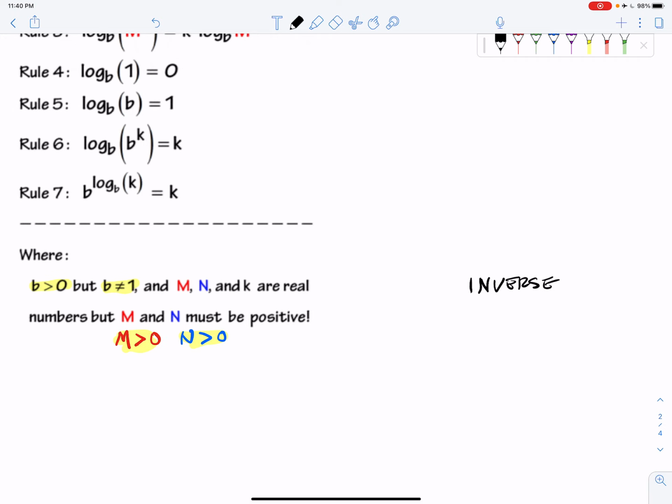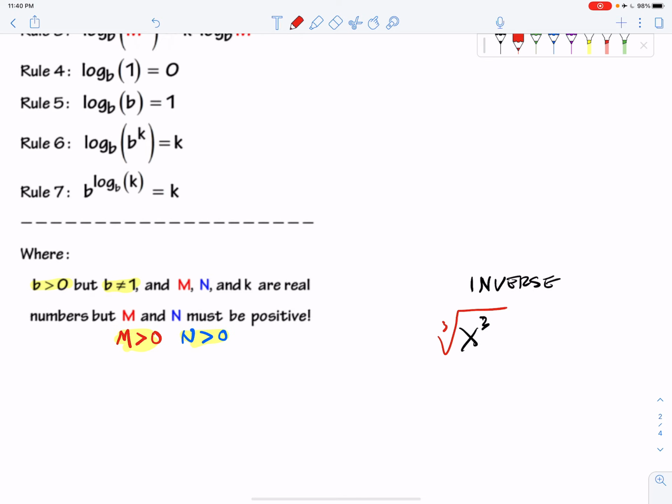Well, if you were trying to solve this problem, a cube with an equation attached to it, how would you undo it? Well, you would just cube root it, because the cube root and x cubed are inverses of each other, so they would undo each other and just become x.